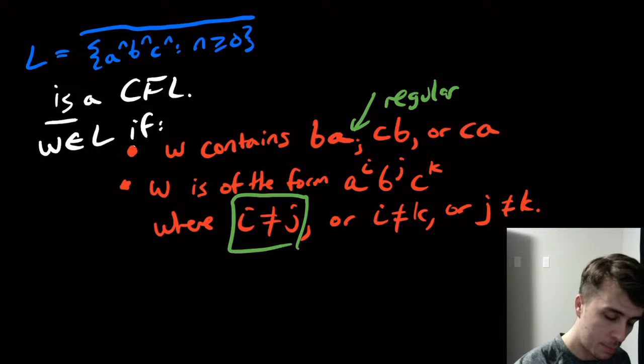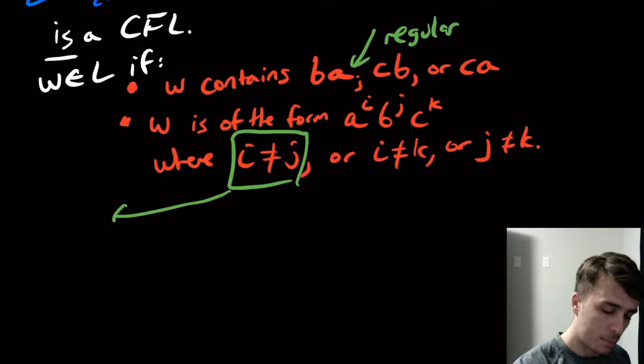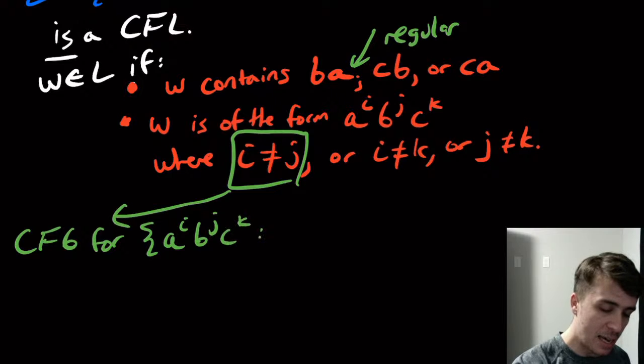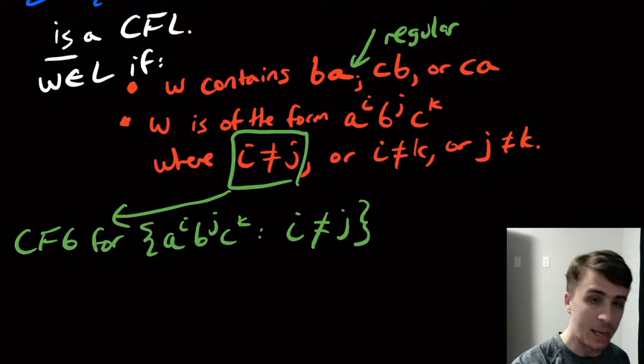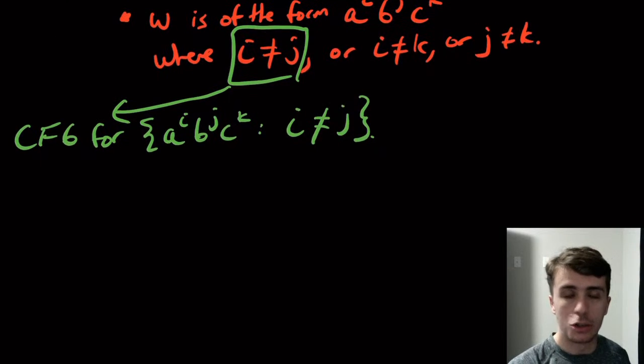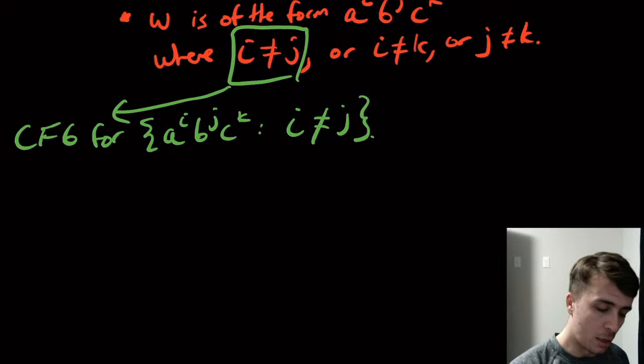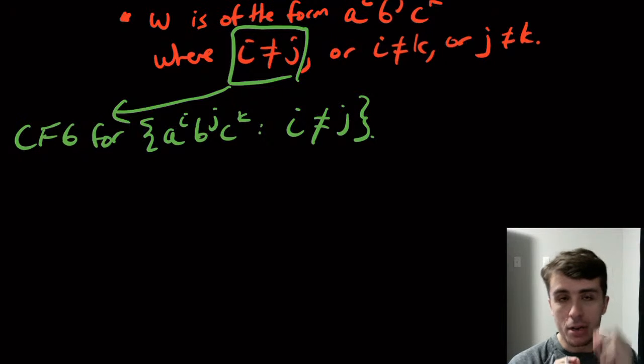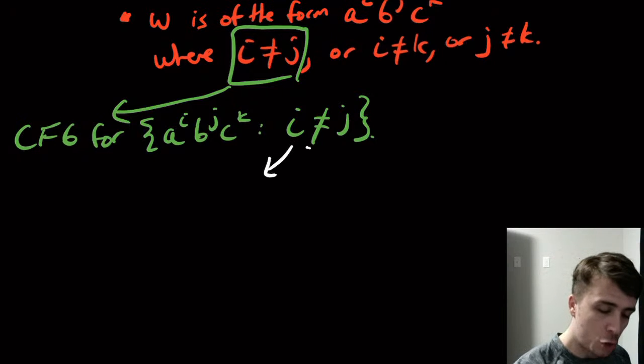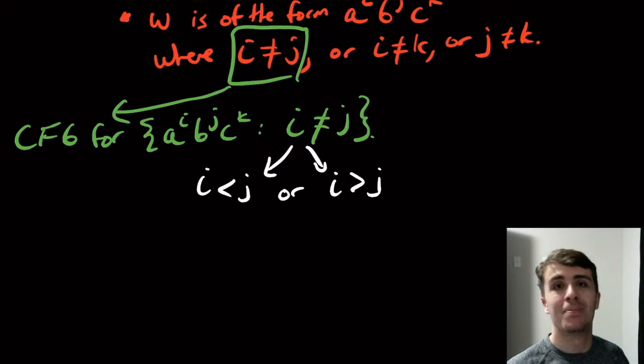I want to make a CFG for this language: A to the I, B to the J, C to the K, where I is not equal to J. K could be anything; it's just that I and J are not the same. So what do we actually do here? The thing to note about not equal is that it's in one of two possible camps: either I is less than J or I is bigger than J. So we just take the union of those two cases.